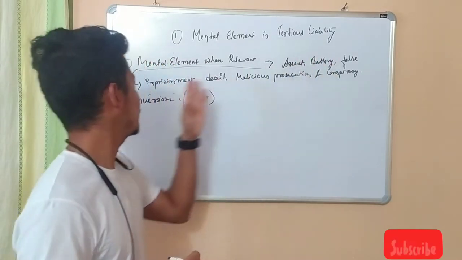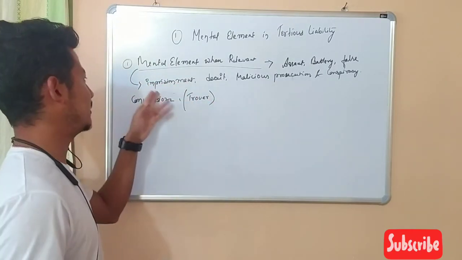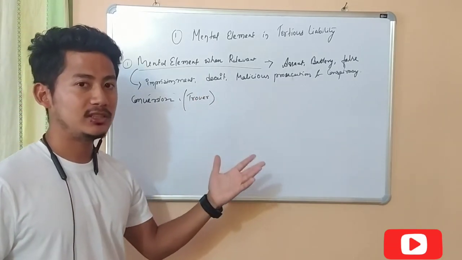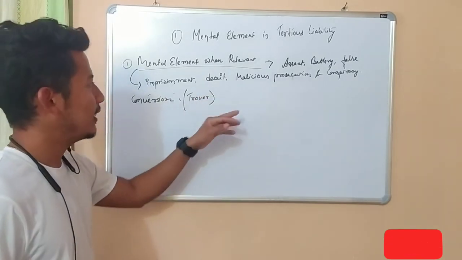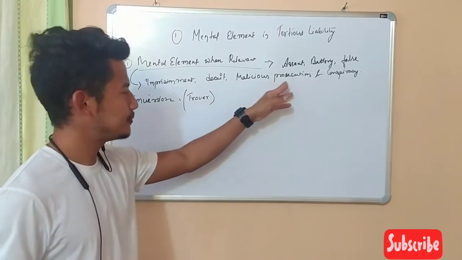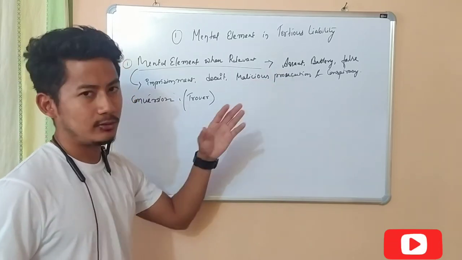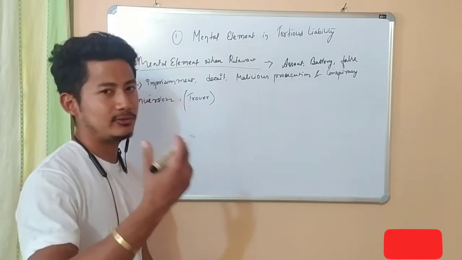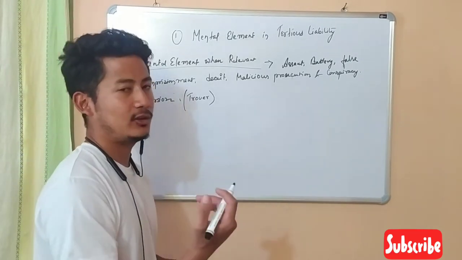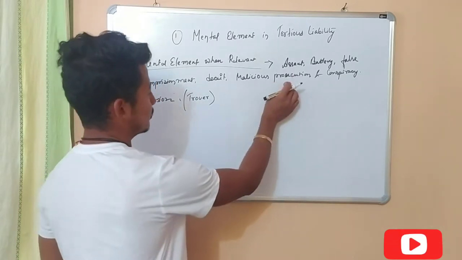And false imprisonment is simple: without any lawful justification, a person is detained. That is false imprisonment. And deceit. Deceit means to deceive someone, to cheat. And malicious prosecution means false prosecution. If you file a false case on the basis of a false ground, in order to disturb the other person, that is malicious prosecution.